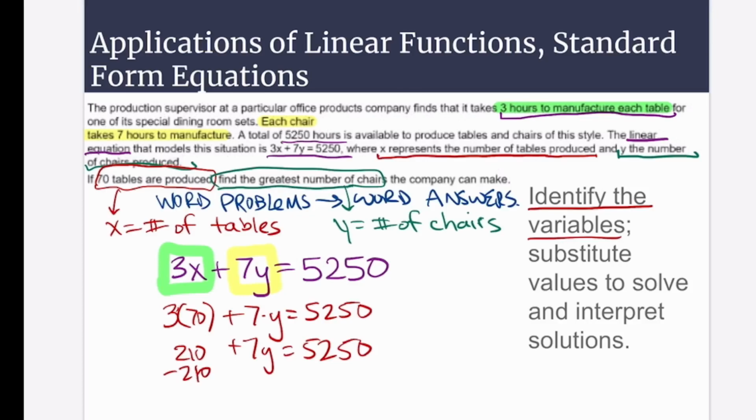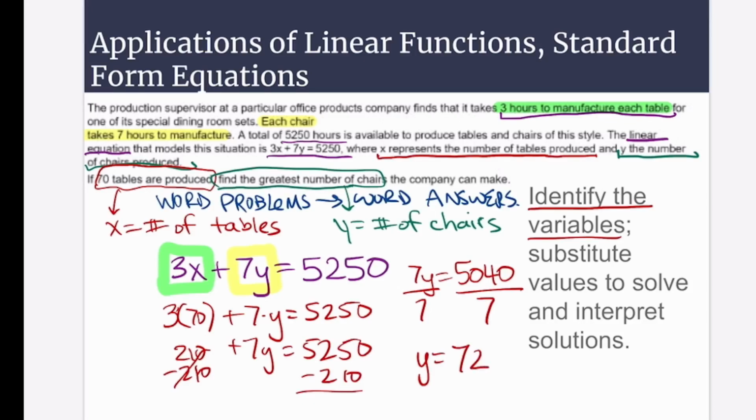Minus 210. 7y is going to equal 5040. We're going to divide by 7, and we're going to get 720. It's a word problem. So 720 chairs.